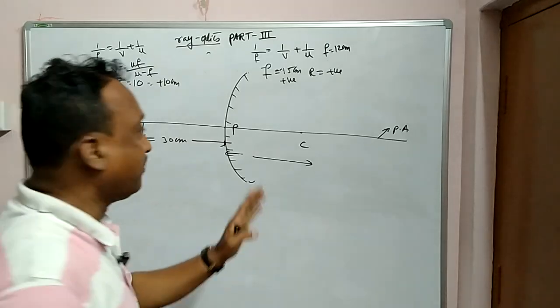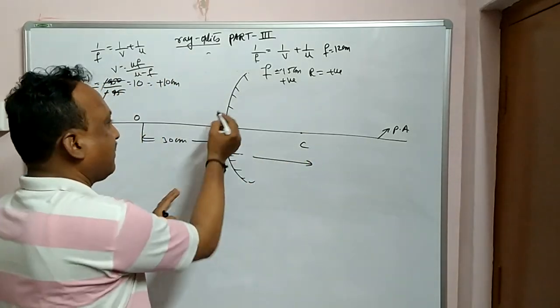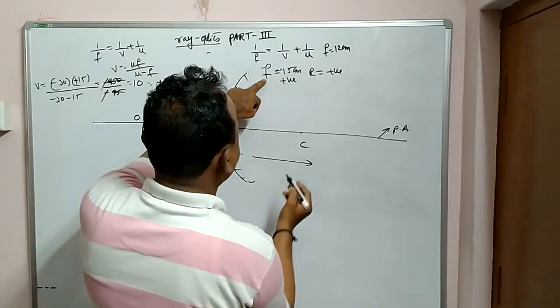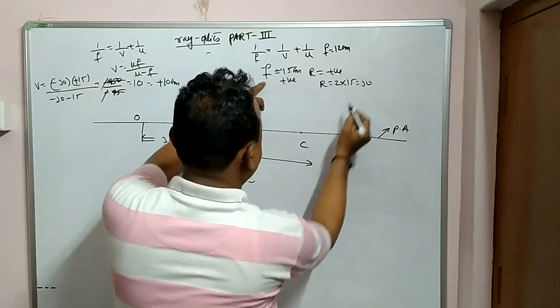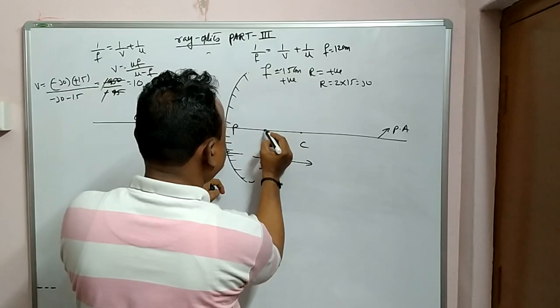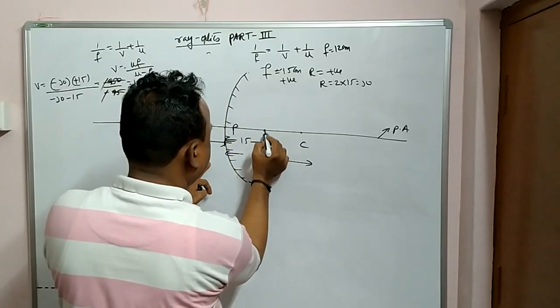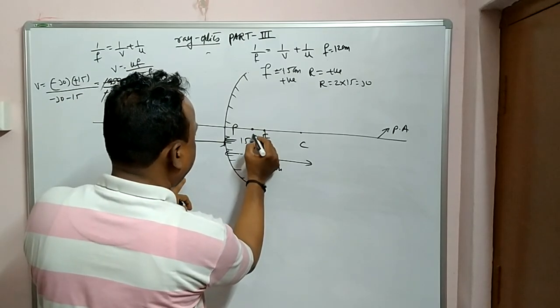Where is the image? You can see positive, that means that is back side of the mirror, not in front, somewhere over here. 10 cm means, what is the focal length? R is equal to 2f. R is equal to 2 into 15, that is 30 centimeters, the R. So this is 30 centimeters. So focal length is around 15. I got 10, and around here I got the image. I got image here.